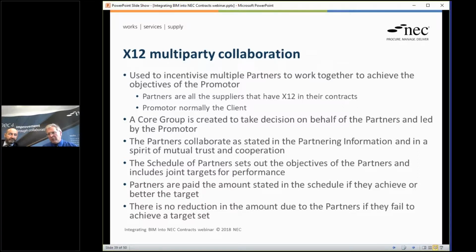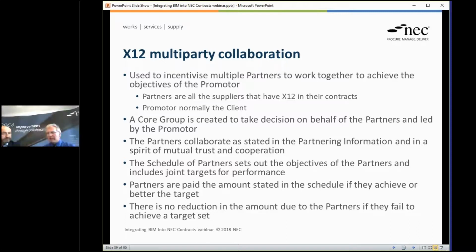And in typical NEC ways, it doesn't try and tell you how to write those targets. It just gives you a framework to do so. So it's up to you as a client, the team, and not the individual. So this is an attempt at the collaborative glue to pull these guys together.